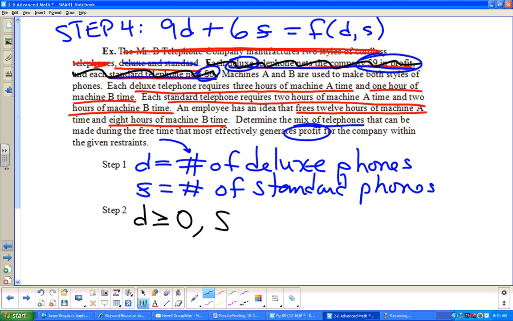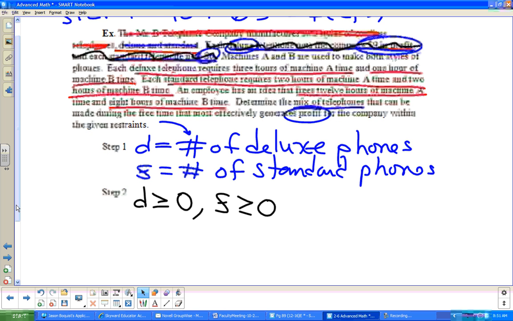And how about S? Number of standard. Same thing, right? Now, was that specifically said in the problem, though? Not really. But is that something we should know? That's something we should be able to do. Okay. Now what we have to do is come up with some others, and I have basically 2 more.